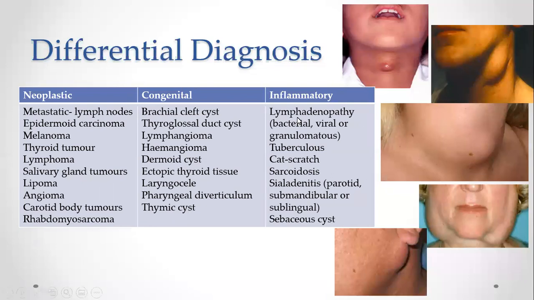And these are the common inflammatory swellings. The commonest is lymphadenopathy, which can be bacterial, viral, or due to granulomatous disease. Tuberculosis can present like an enlarged lymph node, or what we call a cold abscess in the neck.